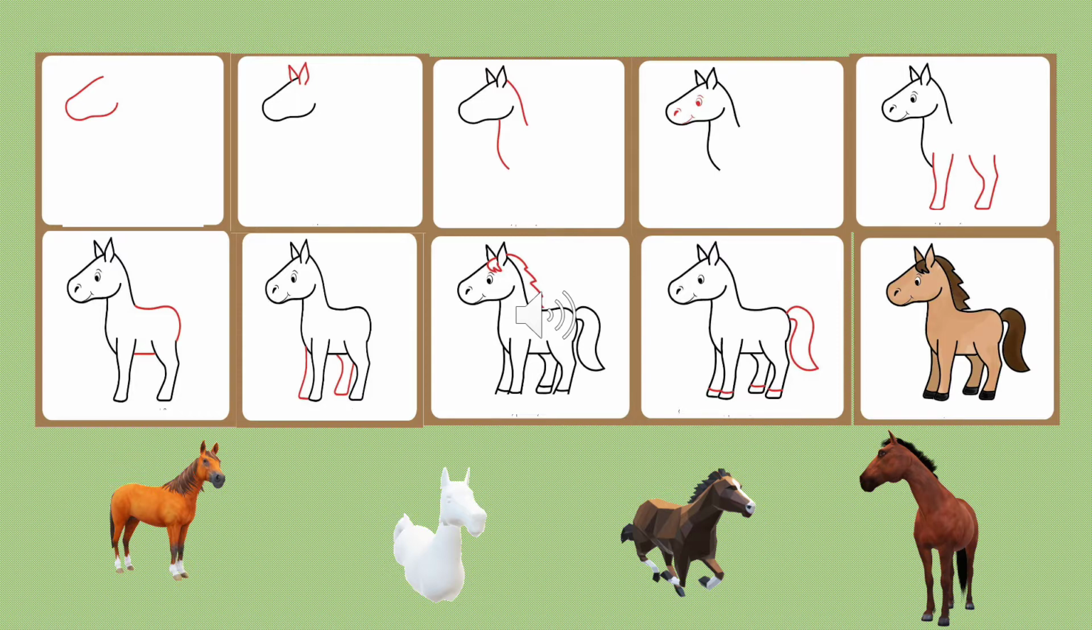At the chest, sketch the muzzle and the neck, add the eyes, ears and the nostril, sketch the tail and begin to draw the legs and forearms. And your horse will be ready.